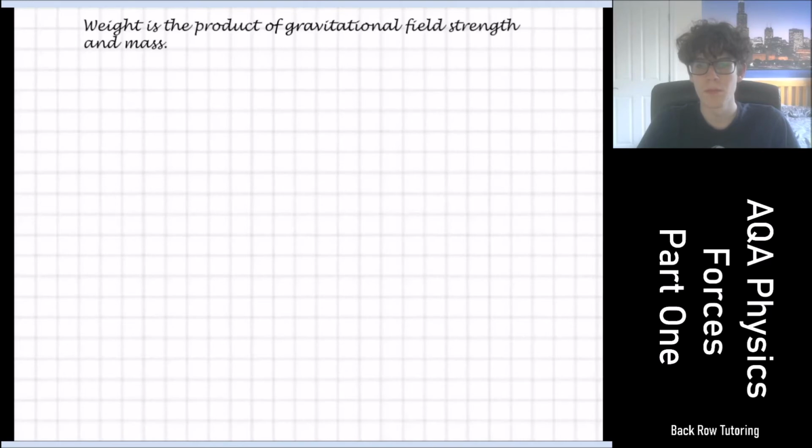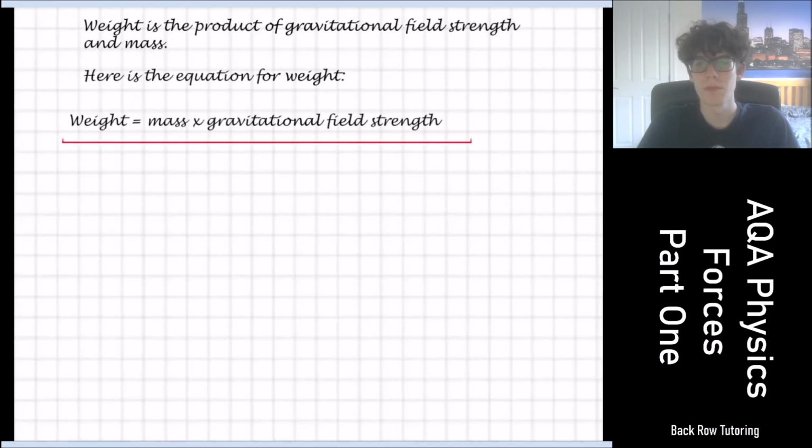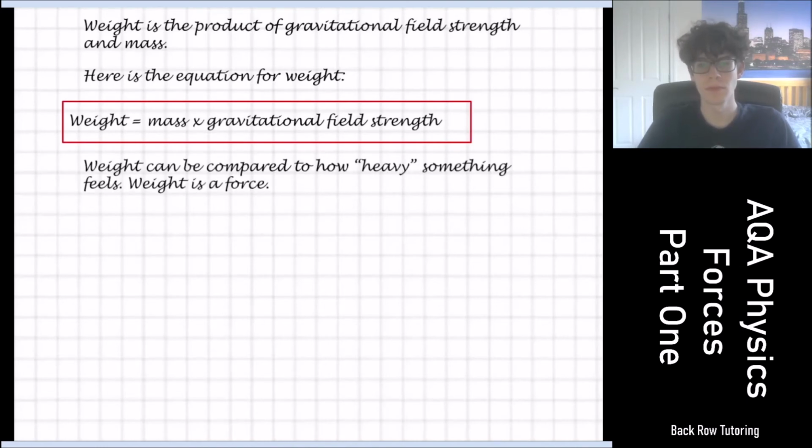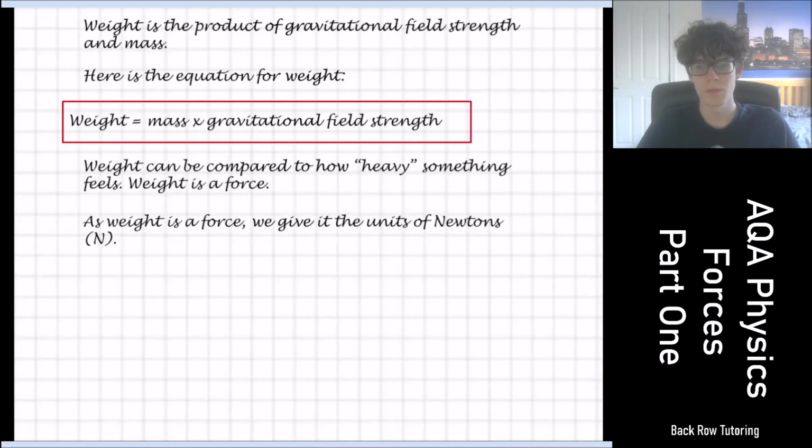Weight is the product of gravitational field strength and mass. Here is the equation for weight. Weight is mass times gravitational field strength. Weight can be compared to how heavy something feels, and weight is a force. As weight is a force, we give it the units of newtons.